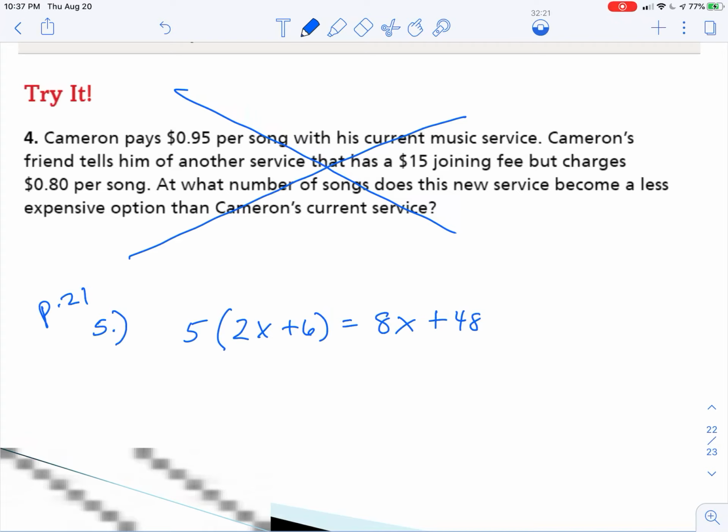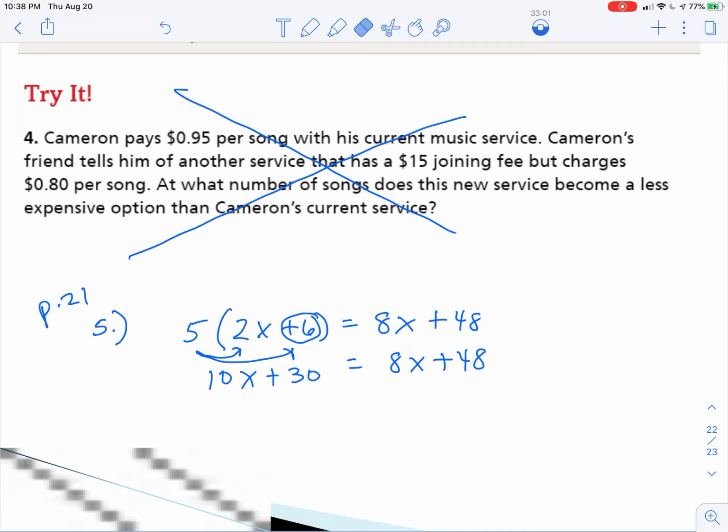I notice that in my quantity here of 2x plus 6, I need to untrap that variable. I need to somehow get rid of my parentheses. I can do one of two things here. I could distribute this, which is my recommendation. So let's distribute that. 5 times 2x gives me 10x, and 5 times this positive 6 is a positive 30, equals 8x plus 48. Now I have 10x plus 30 equals 8x plus 48.